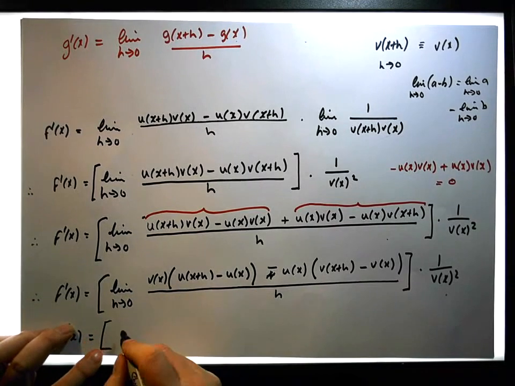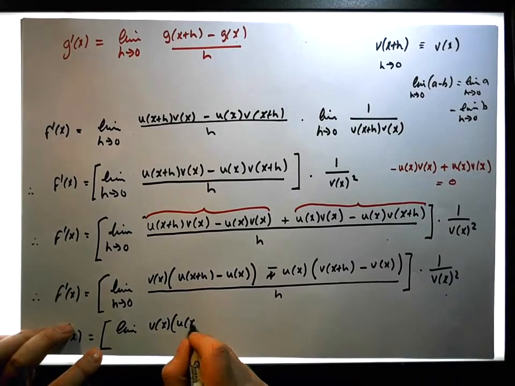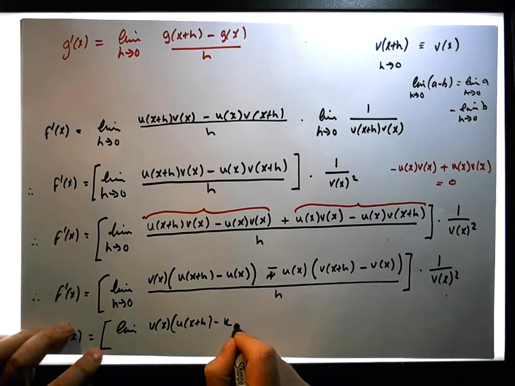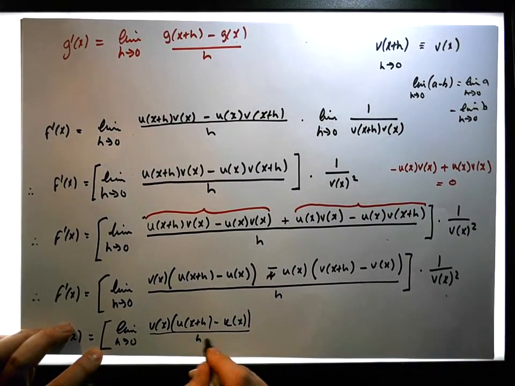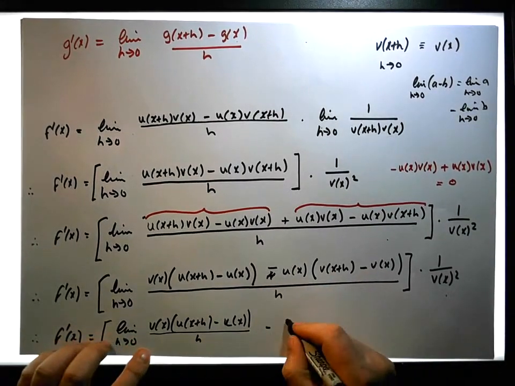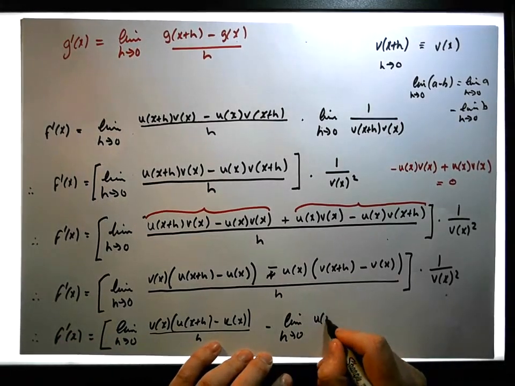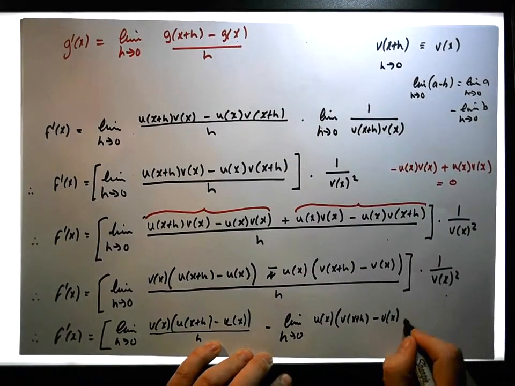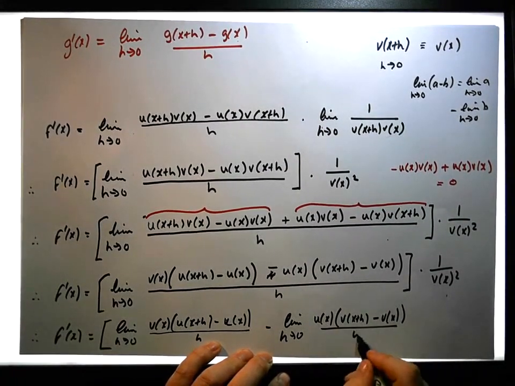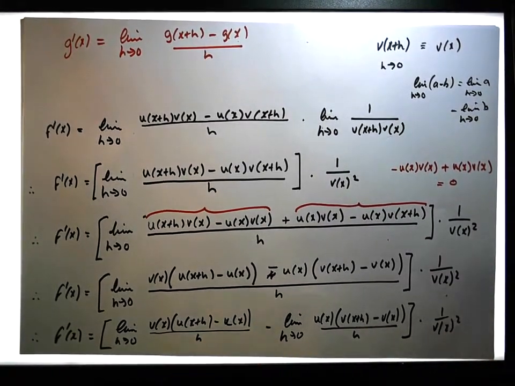The first limit is the limit of v of x times u of x plus h minus u of x, as h tends to 0, all over h, minus the limit of this bit, the limit as h tends to 0 of u of x times v of x plus h minus v of x, all over h times 1 over v of x squared.